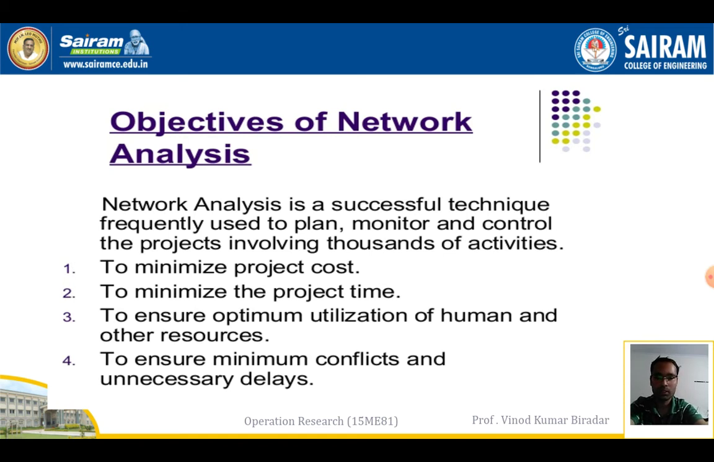What are the objectives to finish a given job? The first objective is to minimize the given project cost, so we have to reduce the cost. Second is to minimize the project time. Third is to ensure optimum utilization of human and other resources. Along with that, we have to take care of the workers involved in that particular job, to ensure minimum conflict and unnecessary delays. So we should avoid delays in completing the job. That is also a main objective of network analysis.